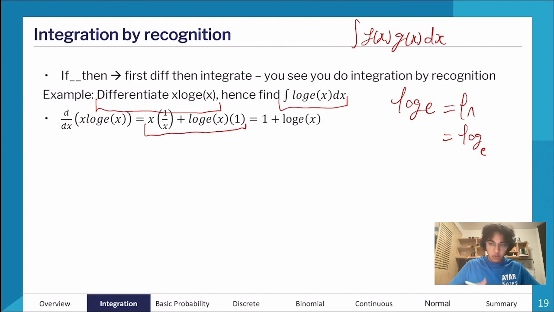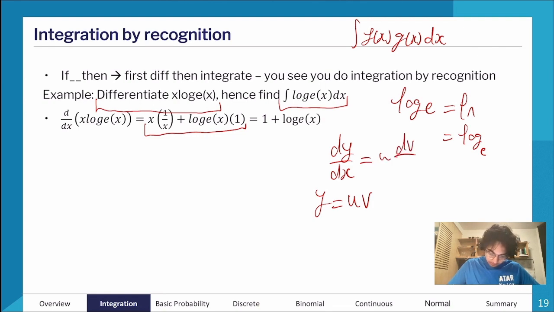A quick recap of product rule. If I have dy/dx, where y is equal to two functions, u times v, the first thing we do is u times dv/dx plus v times du/dx. Cool, so that's all I've done in this part. Once I take the derivative, I get 1 plus log base e of x.